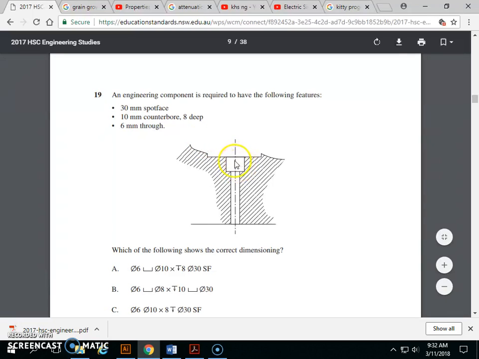Okay, so I'm gonna live with it. I'm not gonna argue. Oh, that's the spot facing, this flat area out here. Okay, so that's the big area. Then this one here is a counter bore of 10, and then down is 6.